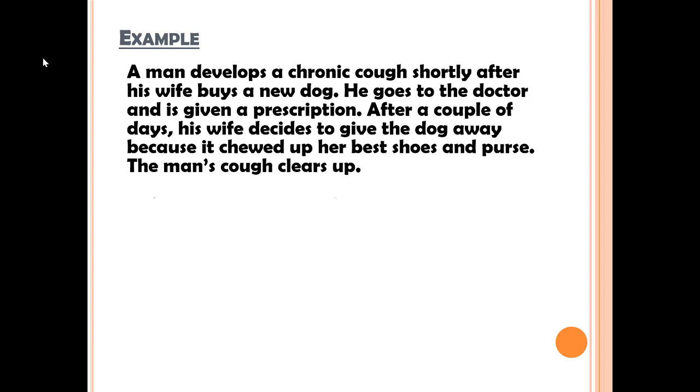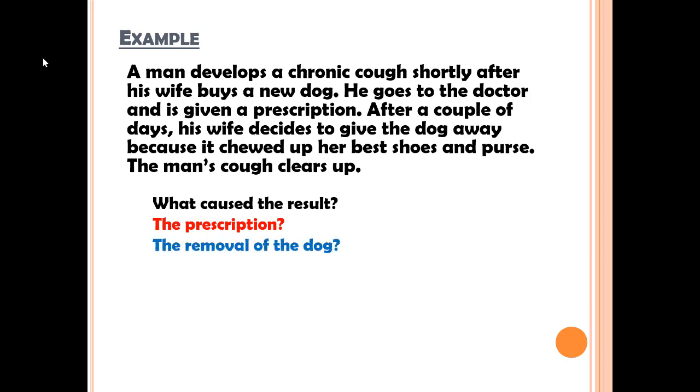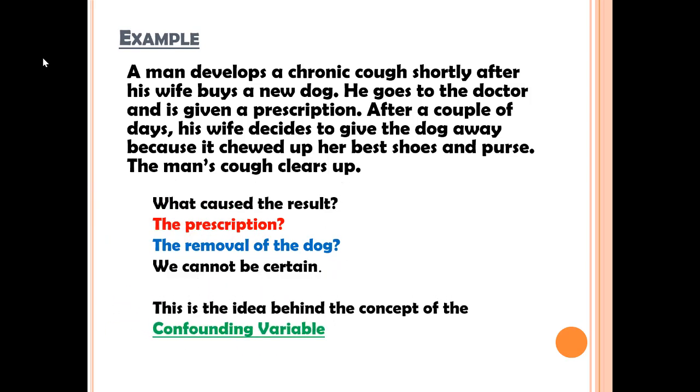So the question we ask ourselves is, what caused the result? Was it the prescription that the man got from the doctor? Was it effective against whatever his coughing issue was? Was it the removal of the dog? Did the man happen to be allergic to the dog, and that was what was causing his cough? And so when you take the dog away, the cough goes away? And the answer here is we just don't know. So this is the idea behind the confounding variable, because we can't be certain what caused the cough to go away.